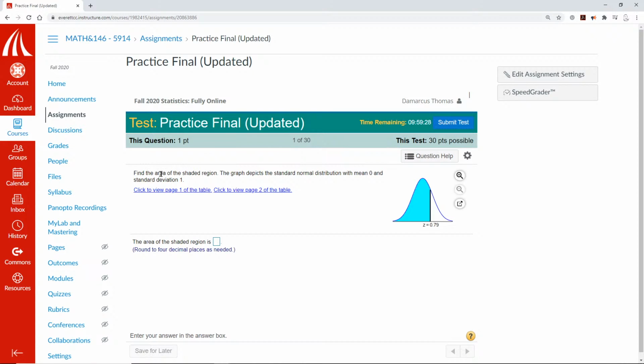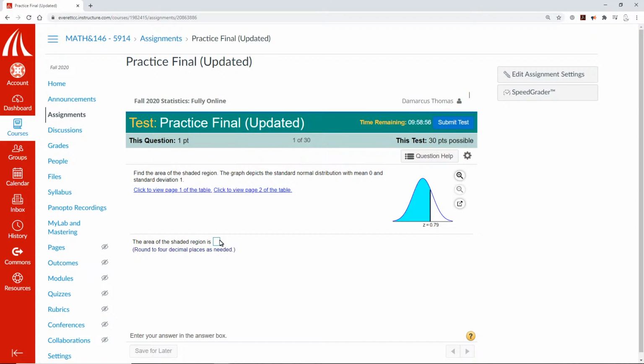So find the area of the shaded region. The graph depicts the standard normal distribution with a mean of 0 and a standard deviation of 1. Okay, so that's what they mean by standard normal distribution. Now, if you don't have any technology, like back in the day, in the 70s, 80s and early 90s, they used tables. And so that's why they're still here. It's kind of just a novelty thing of stats.